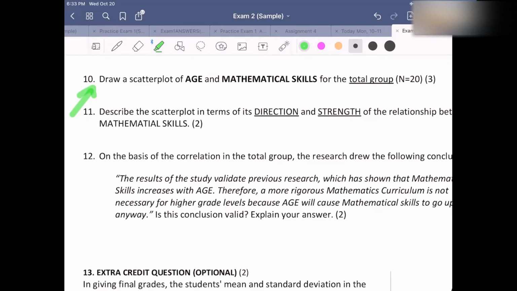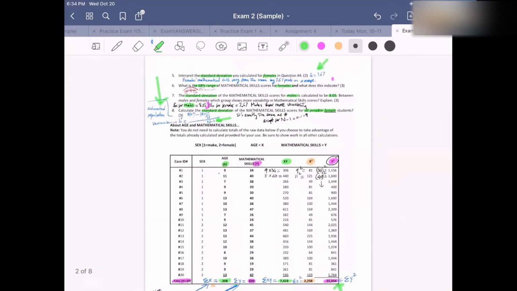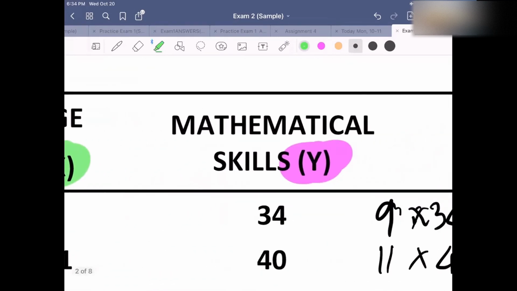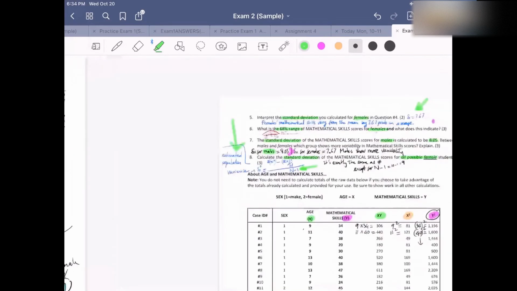And for the exam or for the assignments as well, make sure that you use the graph paper, okay, so that it's easy for us to see and for you to graph as well. All right, so the scatter plot of age and mathematical skills, right? So which one is X, everyone? Which one is the X? If you look at the table here, age is the X variable, right? And then mathematical skill scores is the Y, okay? So you have to be careful with what you look at.